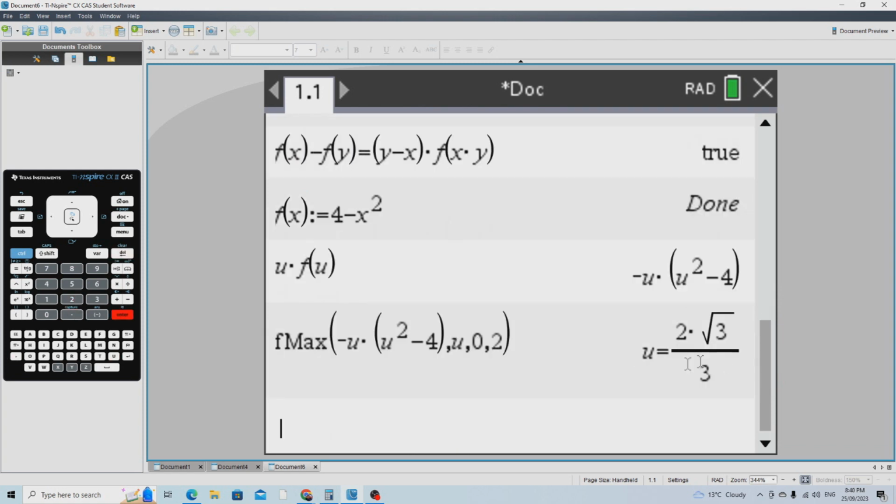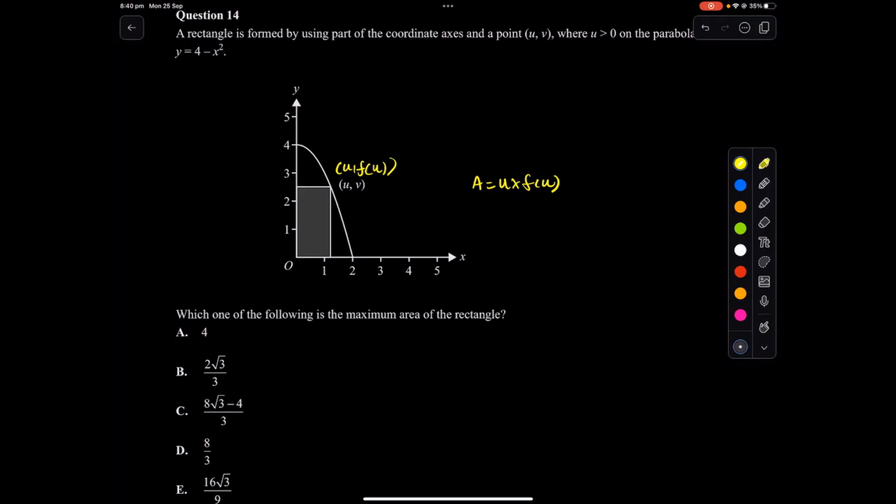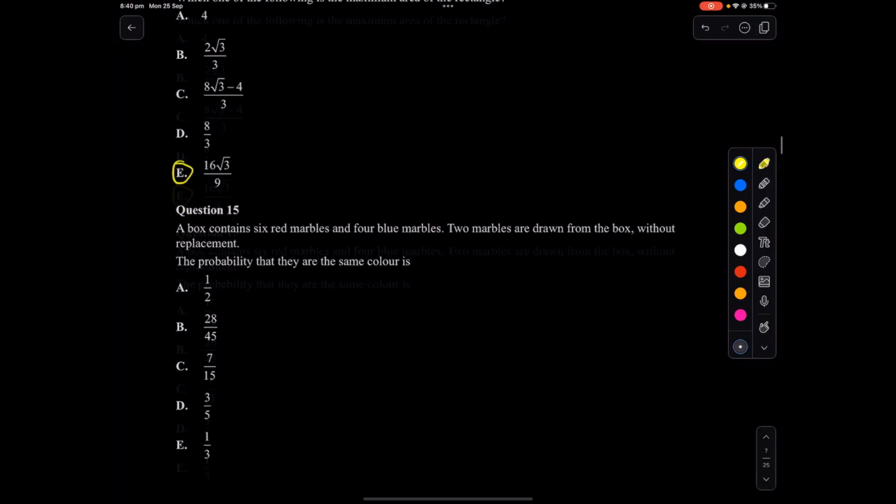And we get this value over here. Now, if I sub this value into the area, I should get the maximum area: 16 root 3 on 9. So choose E.